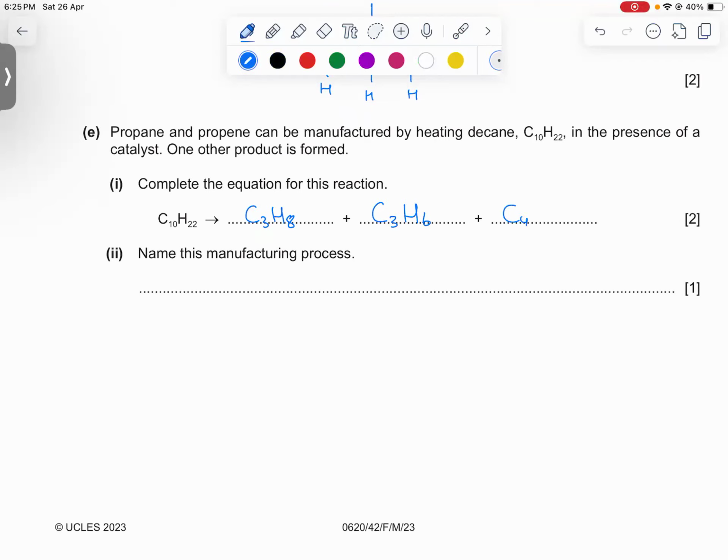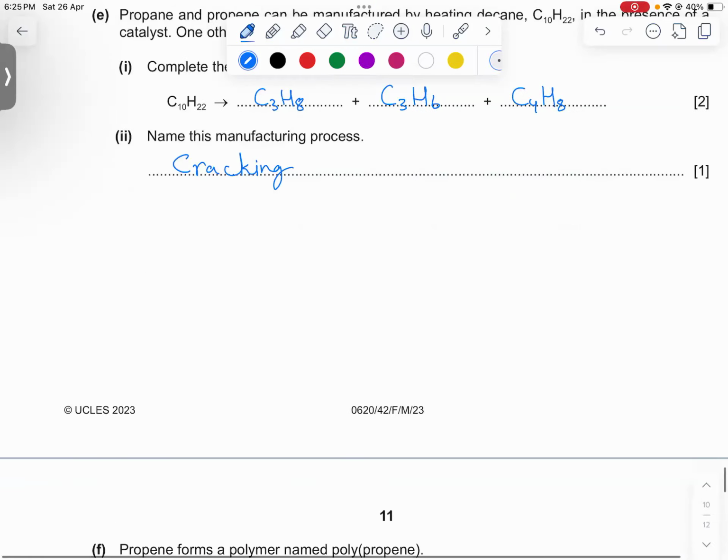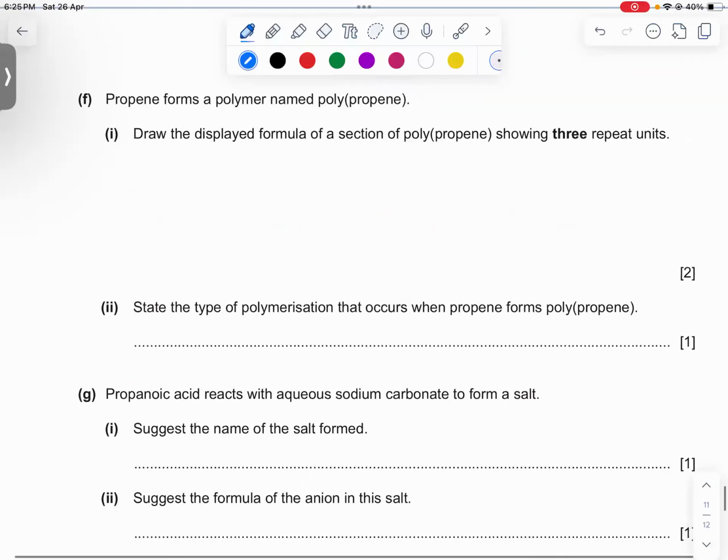So the other product should be C4. And then how many hydrogens have been used? 8 and 6, 14 hydrogens have been used. So what is 22 minus 14? It's 8. So C4H8, butene, is produced. Name this manufacturing process. This process is called cracking. All right. Next question.